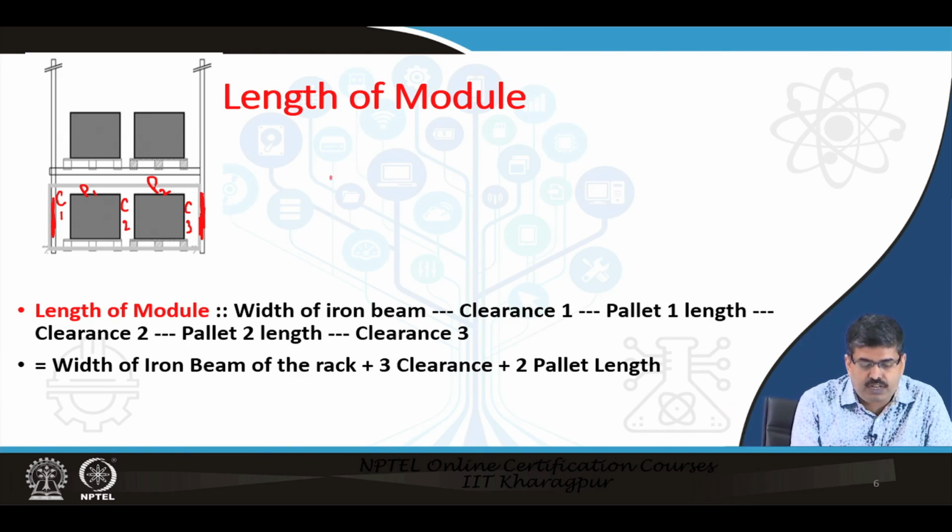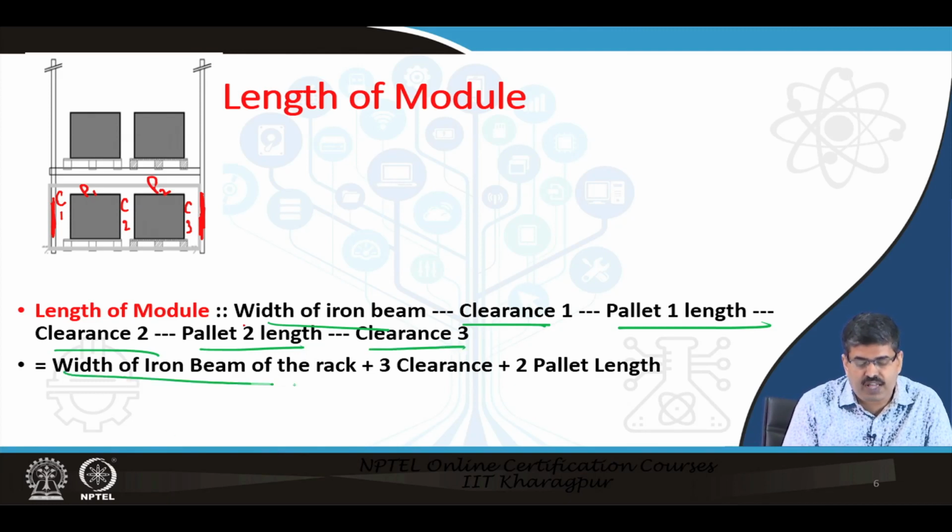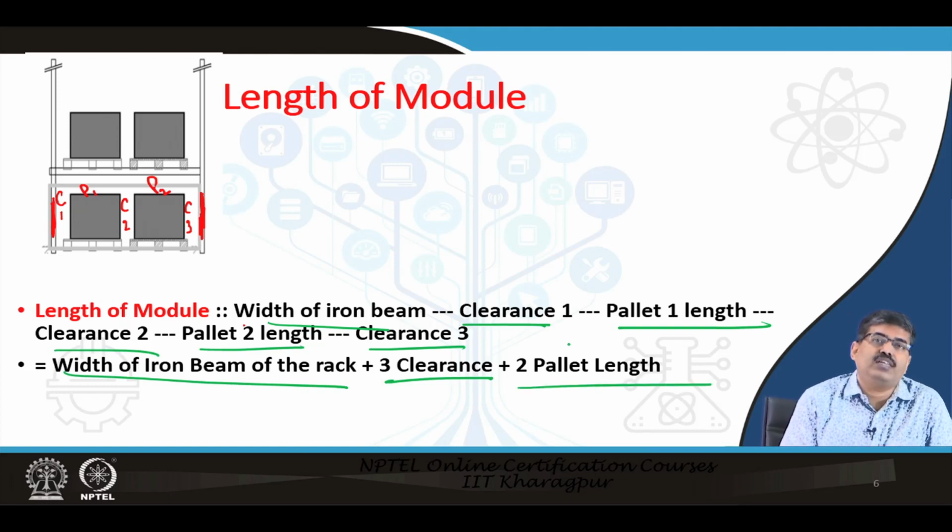So, what is it? Width of the iron beam, this red color, plus clearance 1, this blank area, plus pallet 1 length, plus clearance 2, this blank area, pallet 2 length and clearance 3. That means width of the iron beam plus 3 into clearance, there are 3 clearances, and 2 into pallet length, there are 2 pallets, right. Again I request you pause here and then you move.